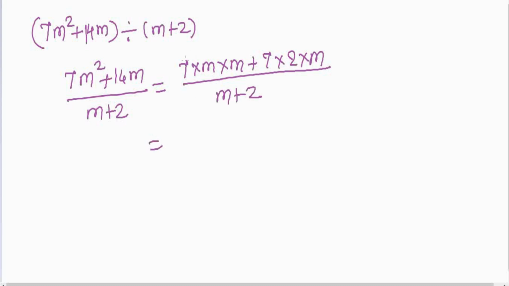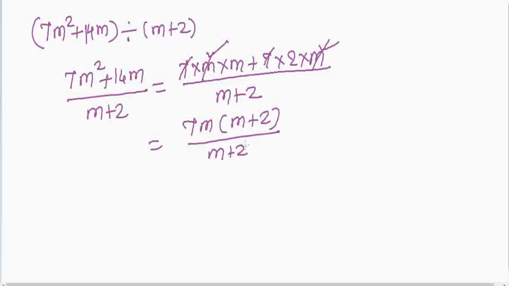see here, in the first term I have a 7, in the second term I have a 7, so let us take 7 common. Again here is m, here is m, so take that m common. If we take m common, write the remaining terms: m plus 2 divided by m plus 2. Okay friend, now cancel out this same factor m plus 2, and we will get 7m. So this is a simple process of division by a polynomial.